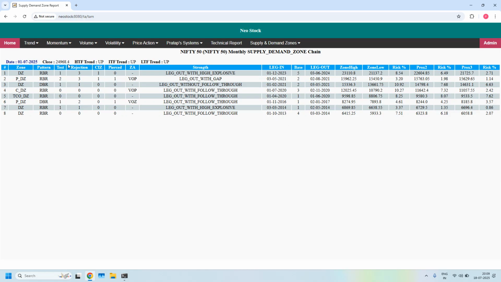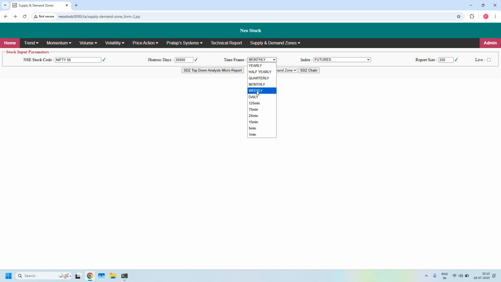In any supply demand zone chain report, always look into the zone column to find the high liquidity zones. Look into the pierced column to find the pierced zones. And always look into the LTF trend to find the trend of the current time frame you have selected. You already learned one time frame higher is ITF and one more time frame higher is HTF. And also don't forget to pause the video when you are moving from one report to another report, because I am giving you very few seconds time to watch the reports. And apply the same rules for all the supply demand zone chain reports. Okay, next, generating a weekly supply demand zone chain for Nifty.